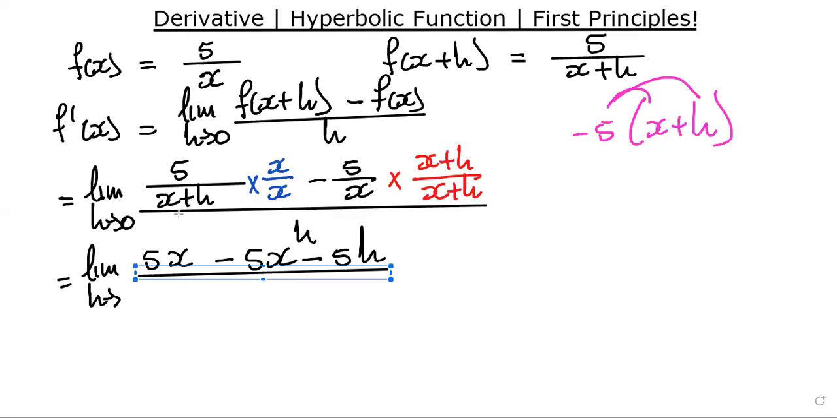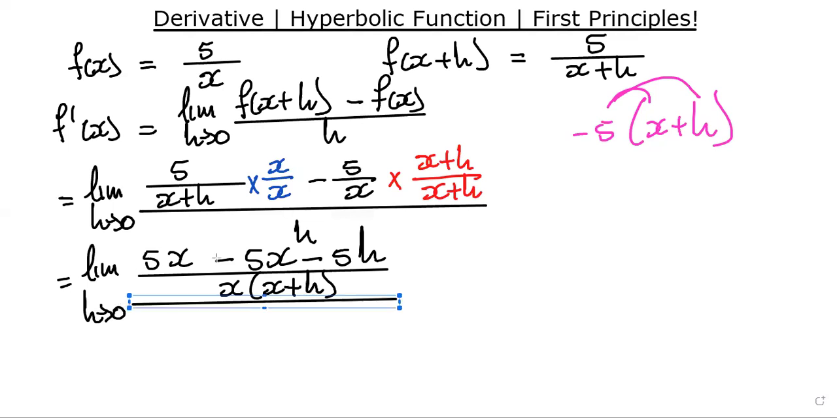And then you say the denominator is now the same. So it's going to be x into x plus h. That's the common denominator. But of course, we understand that everything is further divided by h. This is what you say. And then you can collect your like terms in the numerator.